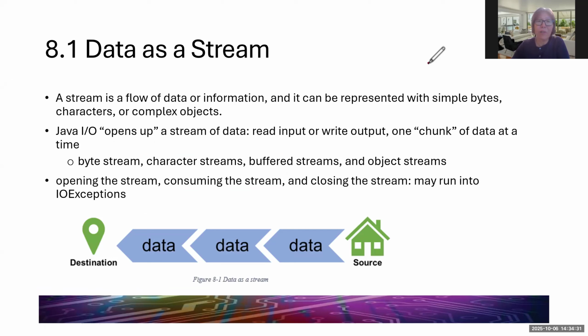So first, what is a stream here? We view all the data for reading and writing as a stream. The definition for stream is a flow of data or information, and it can be represented with simple bytes, or characters, or some complex object.